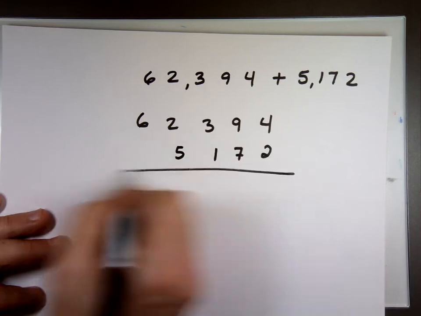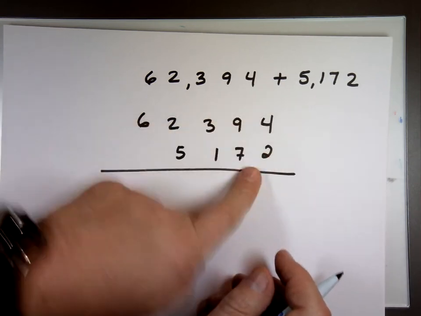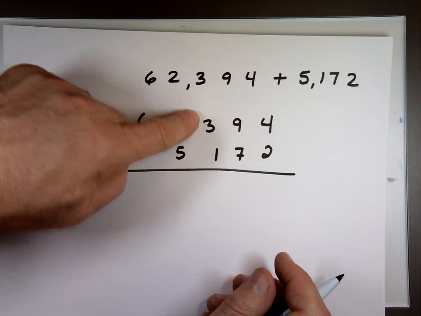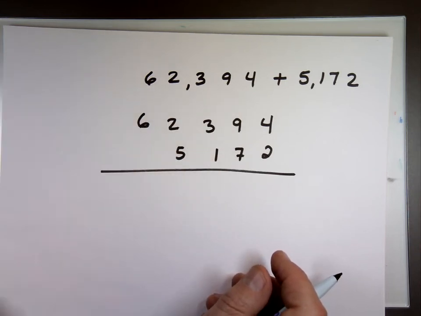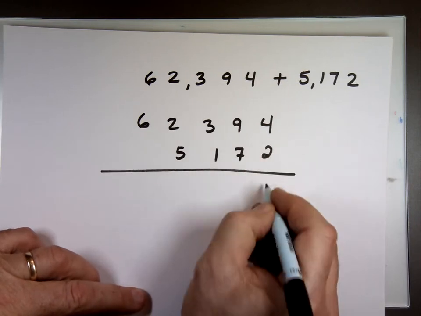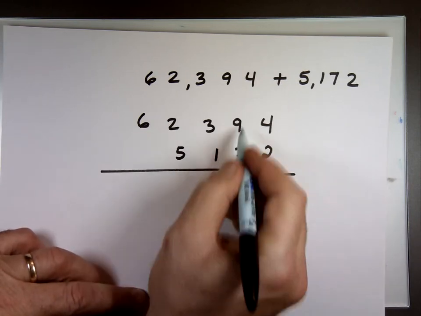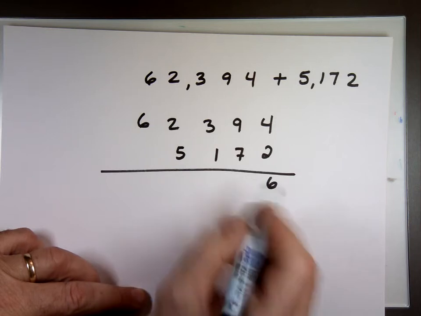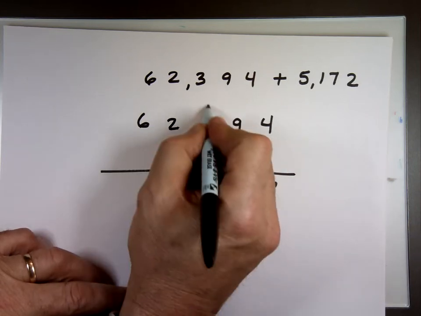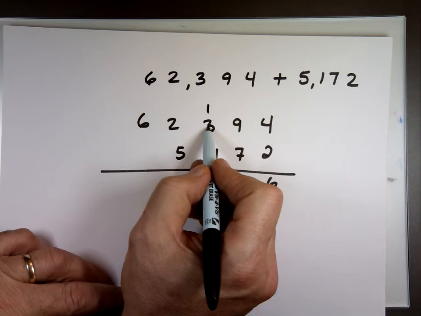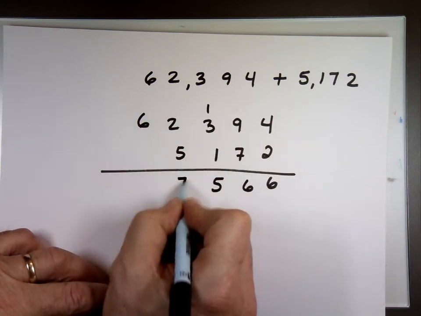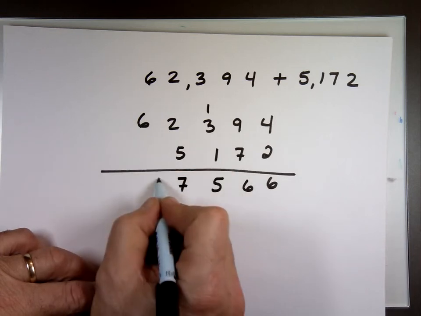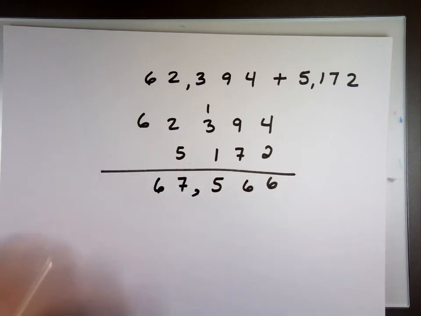So when you line them up, notice the ones on top of each other, the tens on top of each other, the hundreds, the thousands, the 10,000s if you have any. So what's 4 and 2? 6. What's 9 and 7? 16, carry 1, right? 1 and 3, 4, and 1, 5. 2 and 5, 7. 6 plus nothing. So that will make it 67,566.